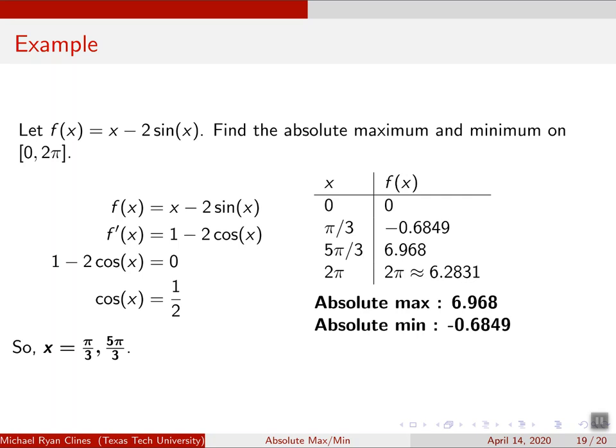Notice the absolute maximum and the absolute minimum are not at the points where it occurs. So the absolute minimum is not pi over 3, and the absolute maximum is not 5 pi over 3. The absolute maximum is 6.968, and the absolute minimum is negative 0.6849. It's the actual function values, not where they occur. Be very careful about that. Because you could do all of this work, figure out this is the maximum, but then plug in 5 pi over 3. That's where it occurs. That's not the actual absolute maximum.